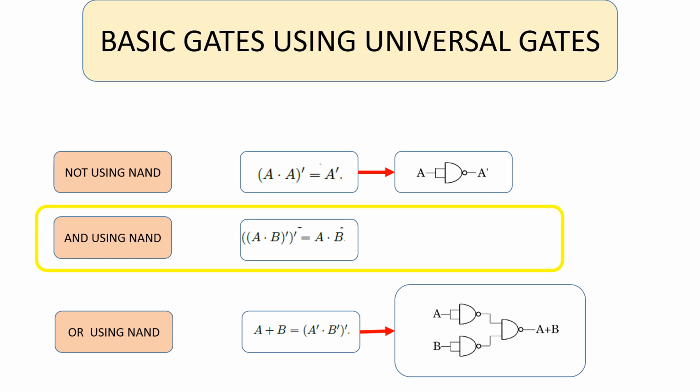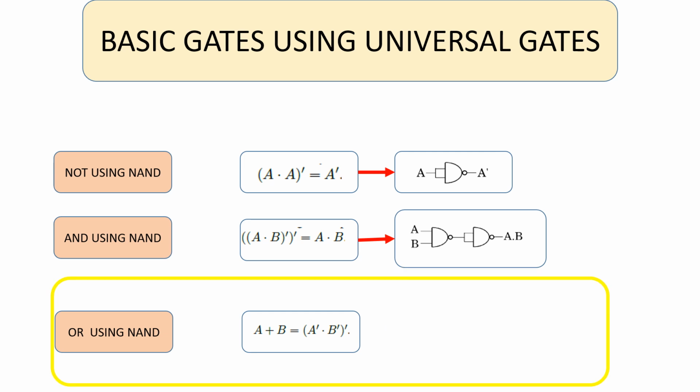Next, implementation of AND using NAND. The output Boolean expression for AND is A and B. A and B can be written as A and B, the whole double bar, using the De Morgan's laws. So what can we do? We can have a NAND gate, and the output of the NAND gate can be connected to another single input NAND gate. The implementation is here.